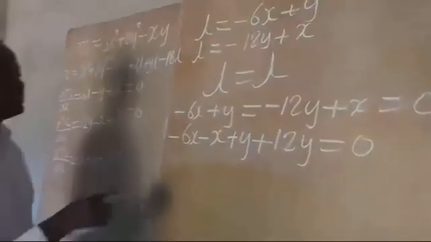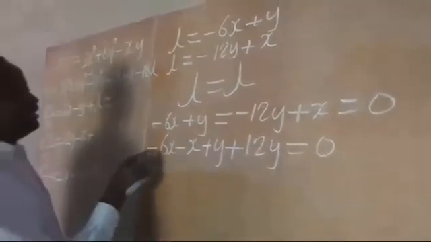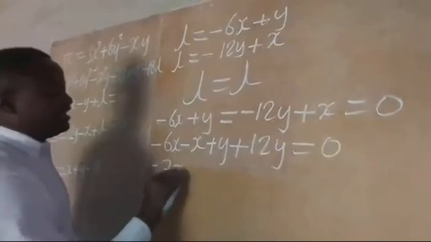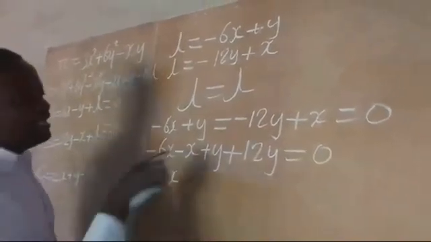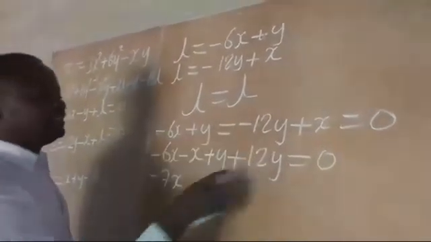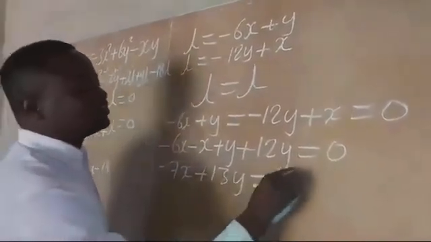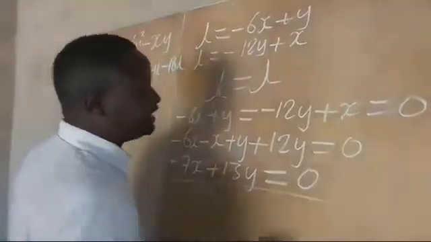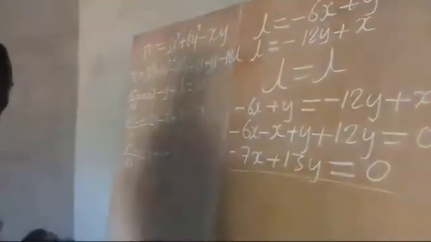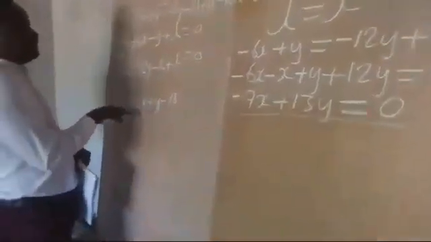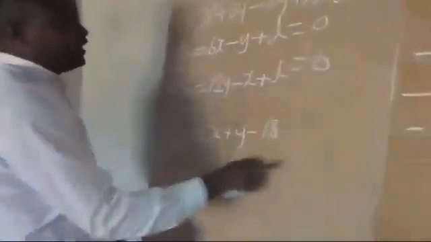So let's do the mathematics. Negative 6x minus x is going to be negative 7x. Then positive y plus that is going to be positive 13y. This is equal to 0. So we have formulated an equation. Okay. Now this equation which we have formulated, we are going to solve it simultaneously with this equation here.